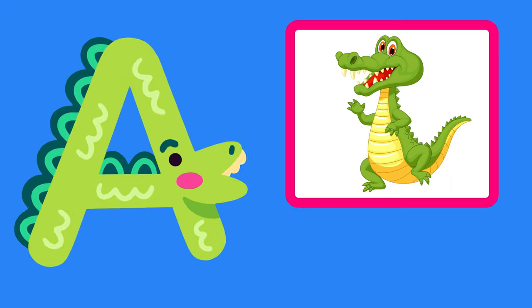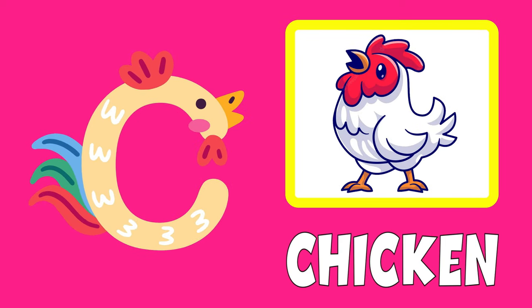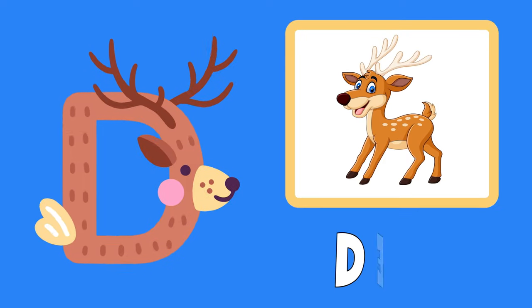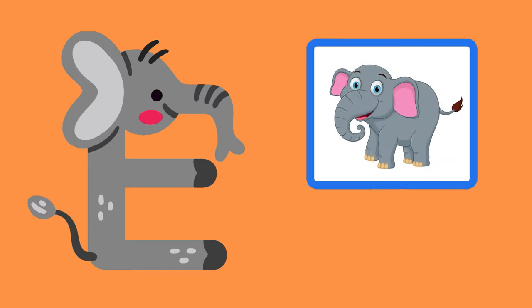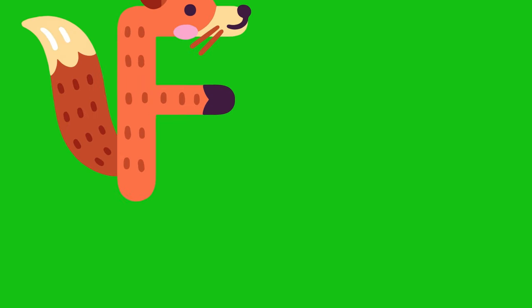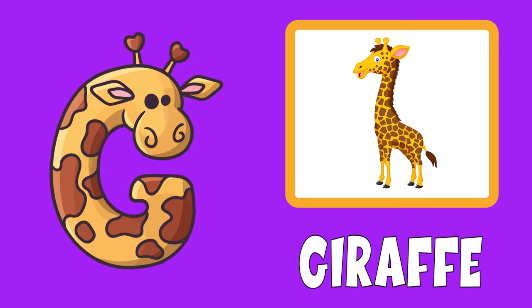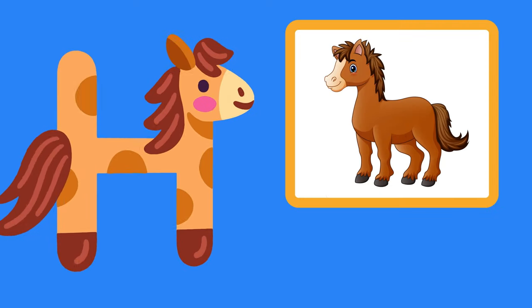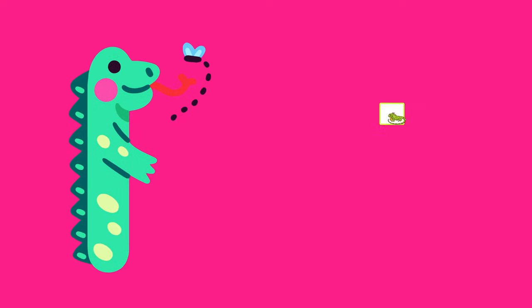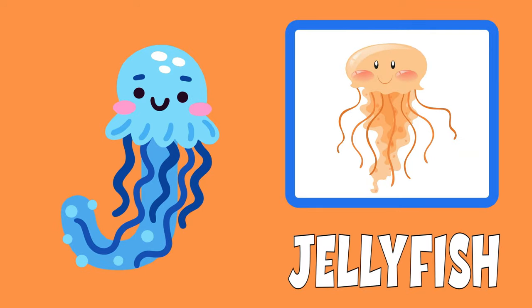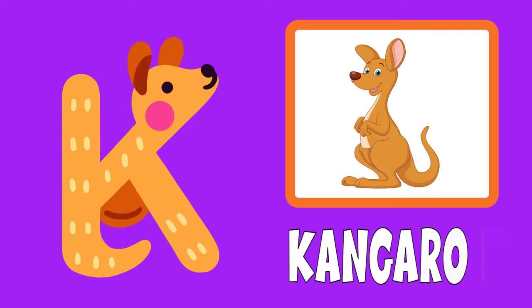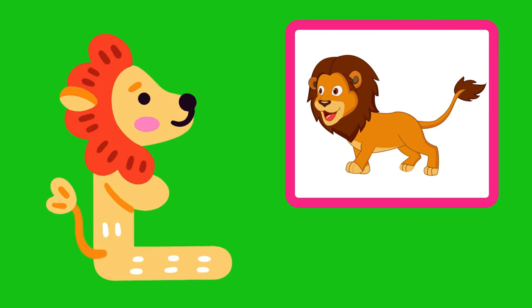A for alligator. B for bear. C for chicken. D for deer. E for elephant. F for fox. G for giraffe. H for horse. I for iguana. J for jellyfish. K for kangaroo. L for lion.